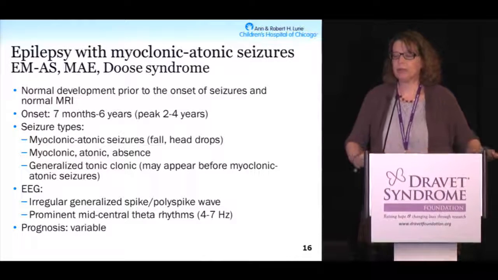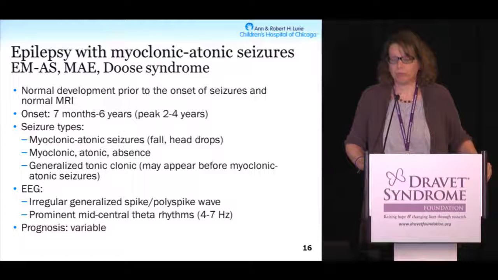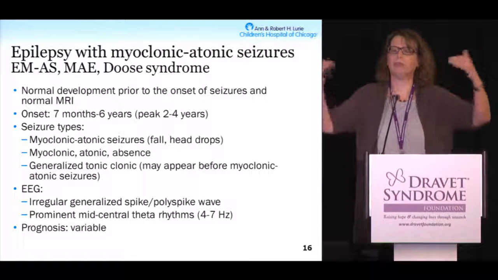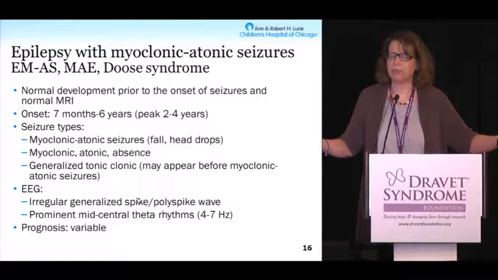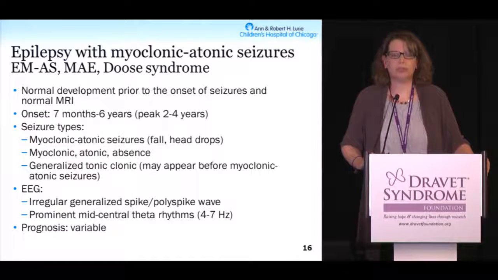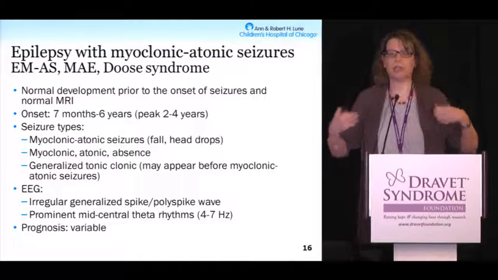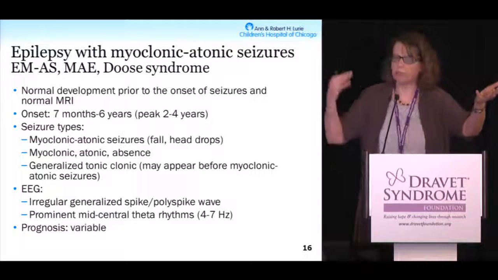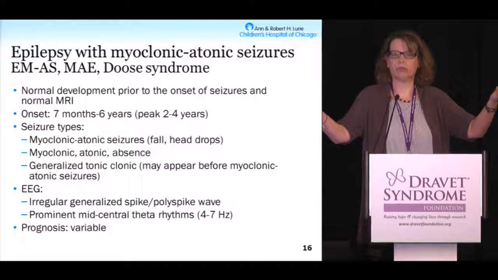The next is epilepsy with myoclonic atonic seizures, also called myoclonic astatic epilepsy, or MAE, or Doose syndrome. For these children, there's normal development prior to the onset of seizures and a normal MRI. People use the spectrum of onset very differently. For any physicians out there, I was using a very broad spectrum here of 7 months to 6 years, but by far they peak at about 2 to 4 years. In that case you don't have too much concern about overlapping with the clinical characteristics of Dravet syndrome, because Dravet syndrome starts within the first year of life, and the children with MAE start later.